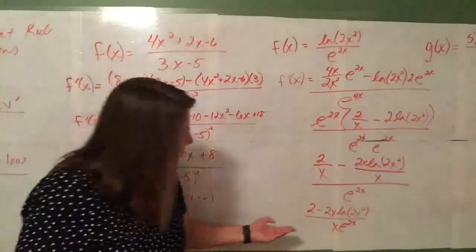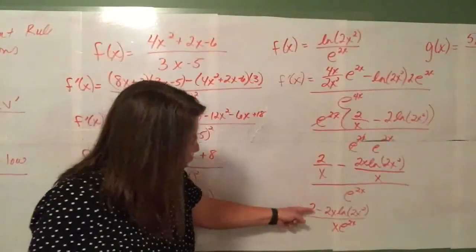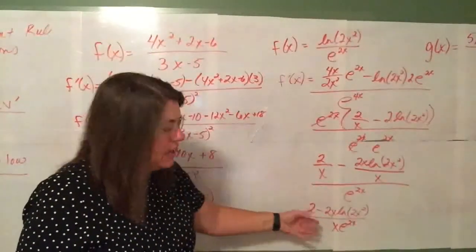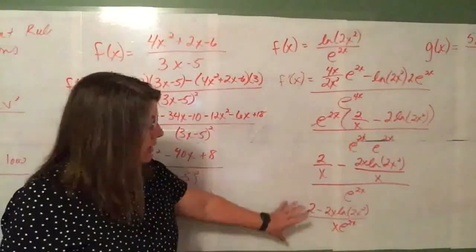And then if I look at that, if I can simplify anything, I would. Now I could take a 2 out of both terms, but there's nothing down here that would cancel with that. So if I think ahead a little bit, there's really nothing else I can do with that. I'm going to leave it like this.